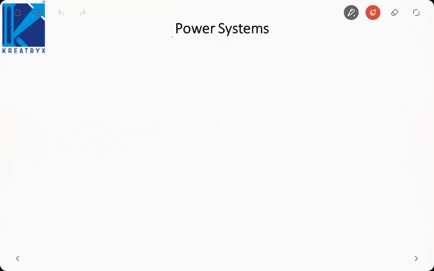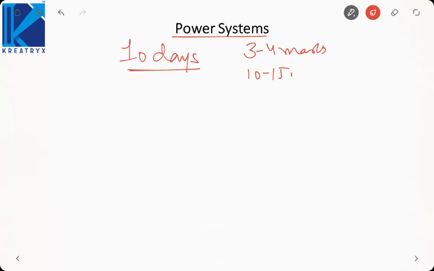The next subject that you must move on to is power systems. In power systems, you can dedicate 10 days because it is a very wide topic. The weightage is fluctuating. It can be 3 to 4 marks as well as it can be even 10 to 15 marks. So I am not making any assumptions or any guess as to what the weightage will be, because power systems can surprise you in the GATE examination.